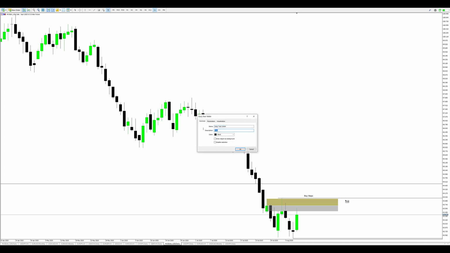So you can clearly see we have got our rejection block. So this is a bearish rejection block, right? This is our bearish rejection block, and then we've got our bearish order block here.